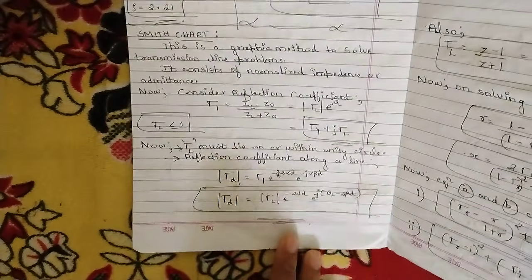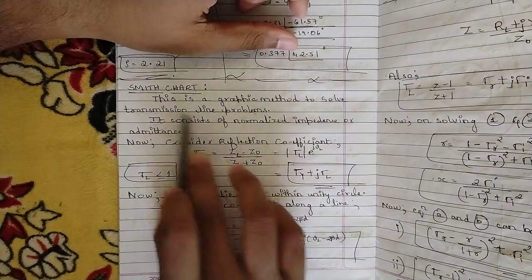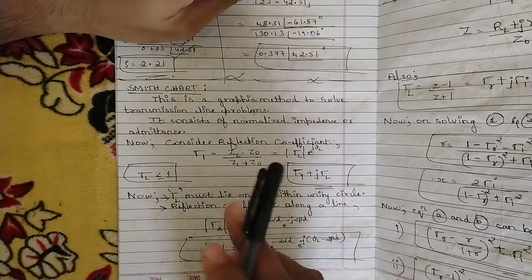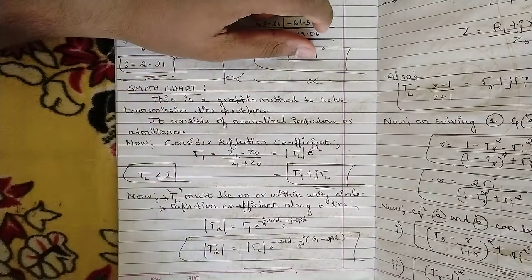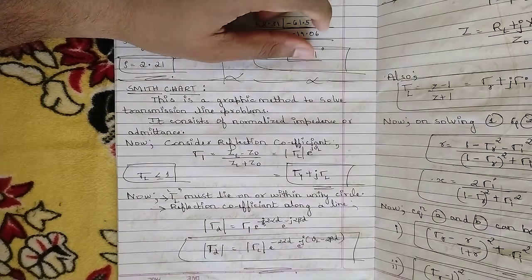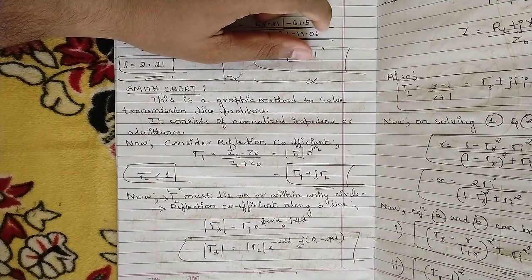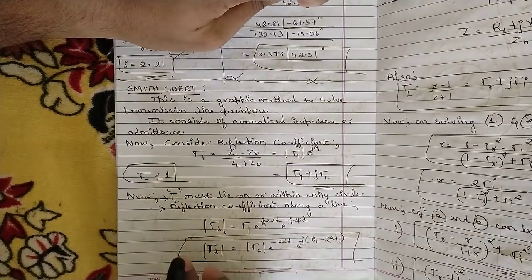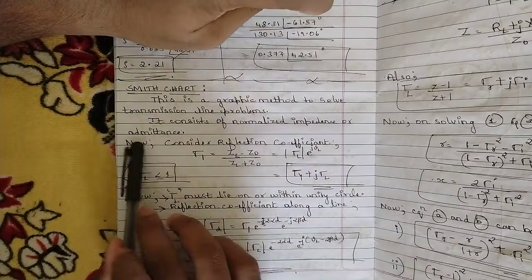So this is the actual concept of Smith chart. So what do you mean by Smith chart? This is a graphic method to solve the transmission line problem. So whatever transmission line problems we have seen till now in our previous videos with respect to reflection coefficient, transmission coefficient, standing wave ratios, and the parameters of characteristic and load impedance and all, everything was done in problems, right? So this Smith chart is a graphical method. Okay, it consists of normalized impedance or admittance.